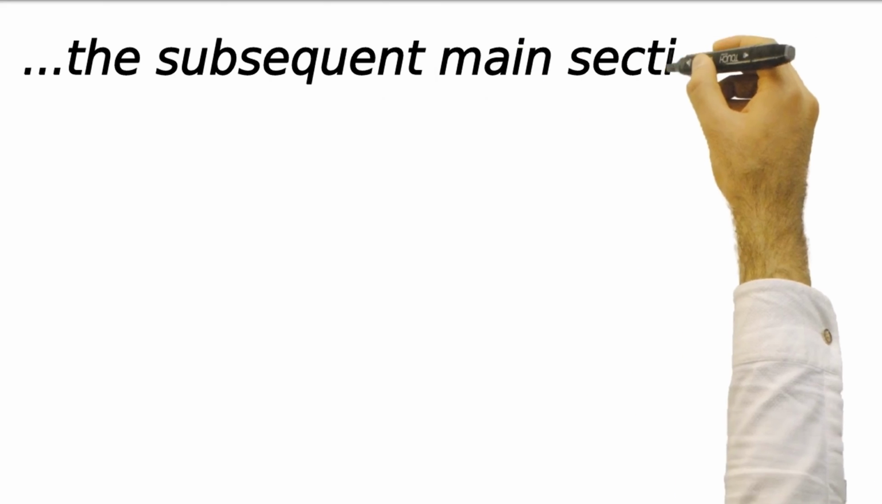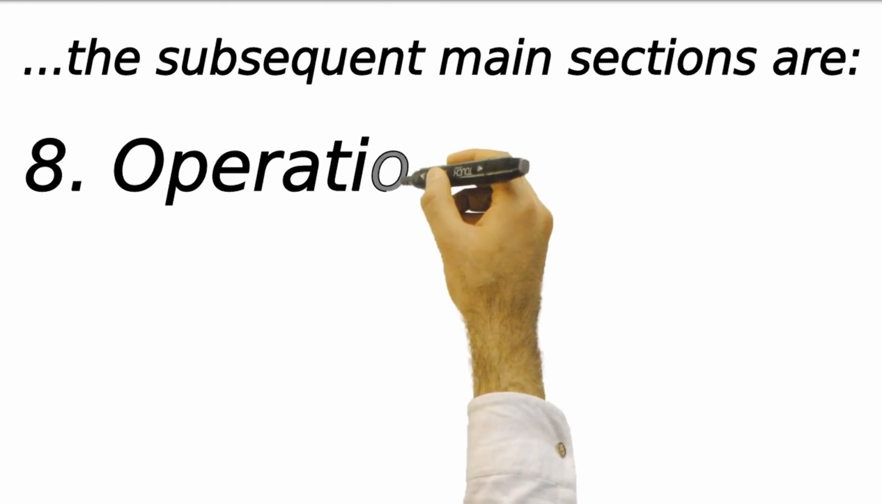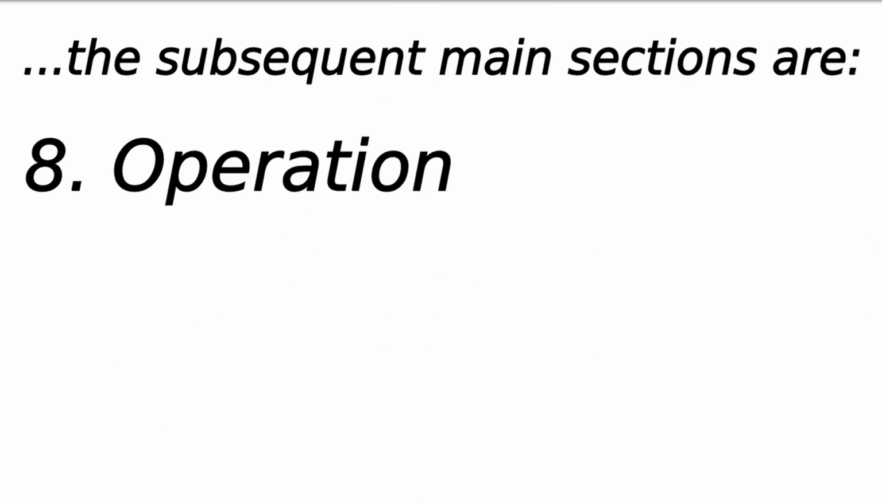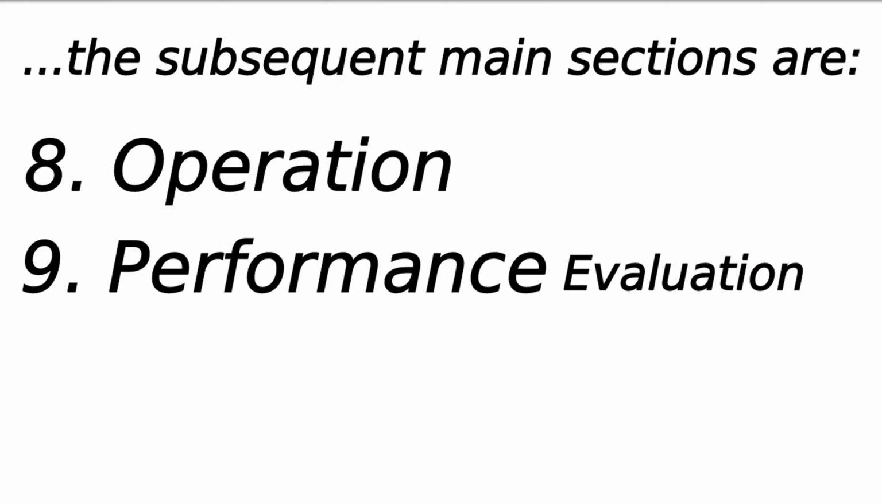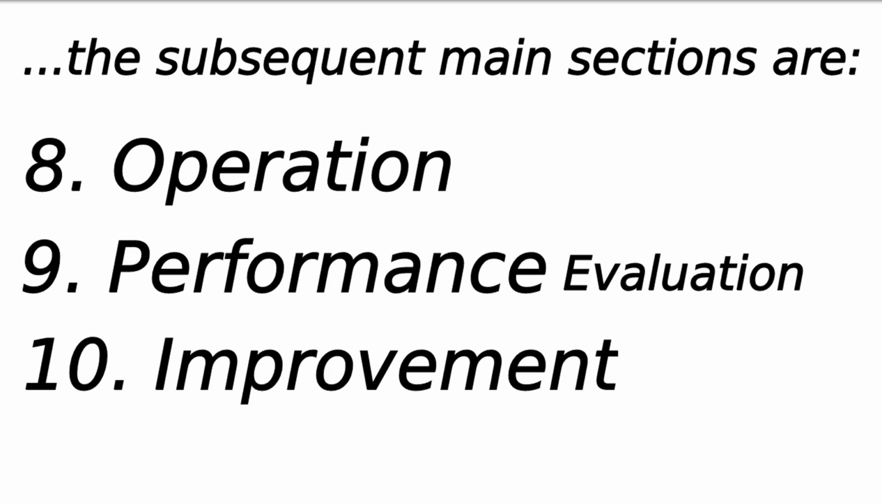Moving on, the subsequent main sections are operation. This is where information security practices are put into action. Your team works in a secure digital environment. Performance evaluation. Regular checkups to see how you're doing and if there's room for improvement in information security. Improvement. The icing on the cake. Taking what you've learned and making your digital space more secure.